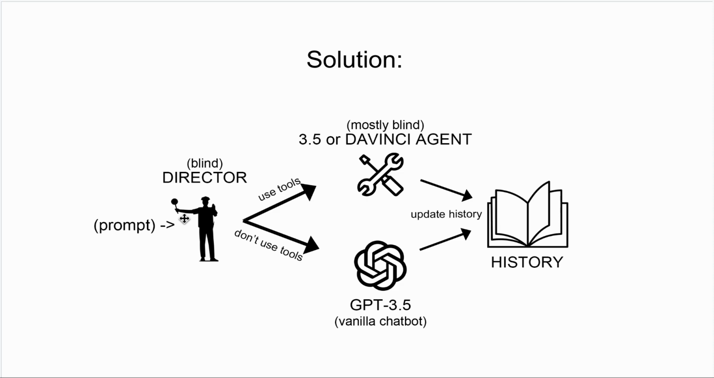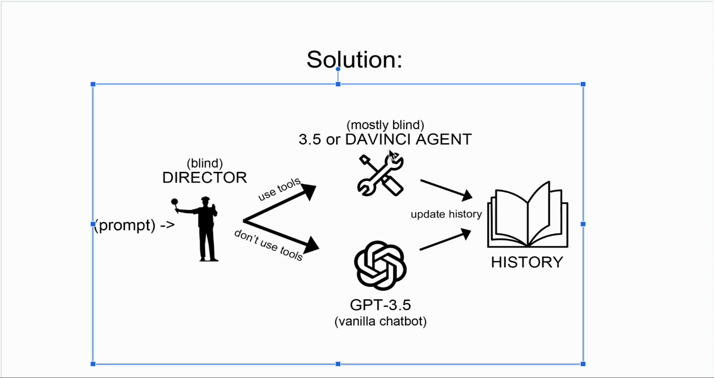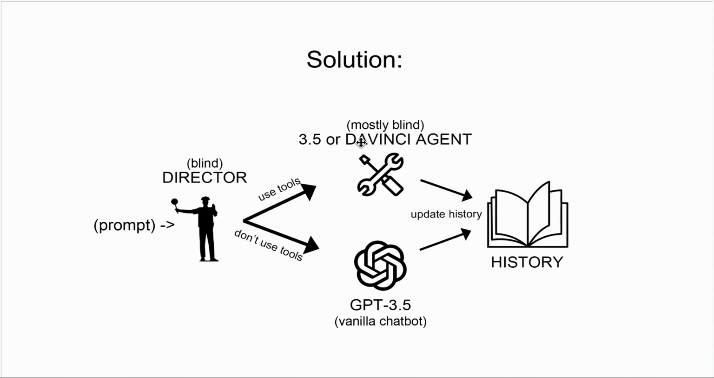But the first thing that happens when the user types in a prompt is a director evaluates whether or not the prompt is asking to use tools without any other chat context. If it does need tools, then it goes to a DaVinci or ChatGPT 3.5 agent, which is mostly blind, as in it just has the user's prompt as the context and the previous message. I think that limiting the context of this agent improves the tool selection, but it is optional. An important aspect is that this agent and this chatbot update the same history, so it all flows into one seamless conversation.